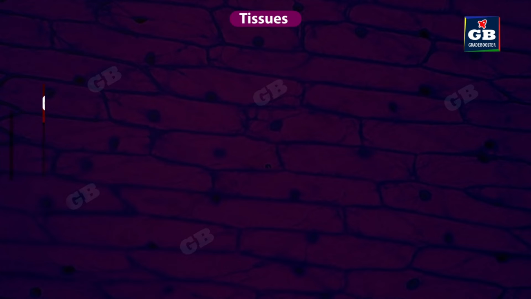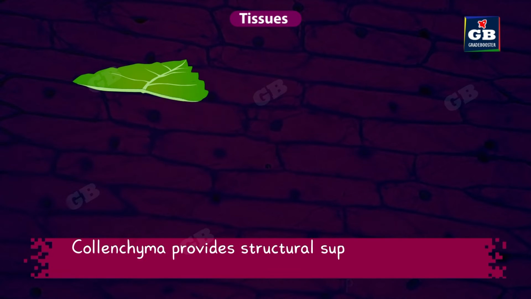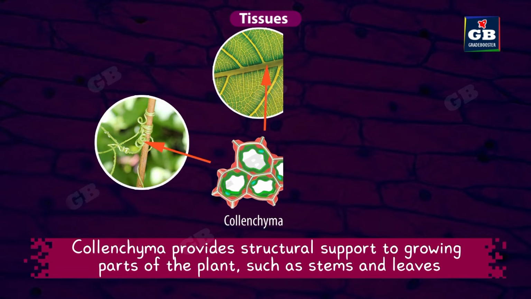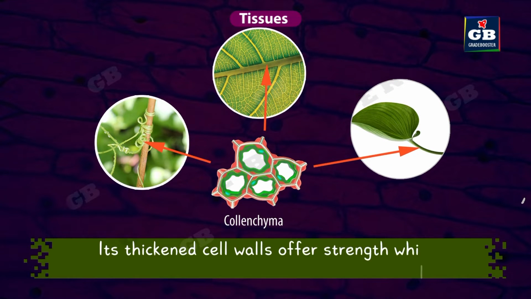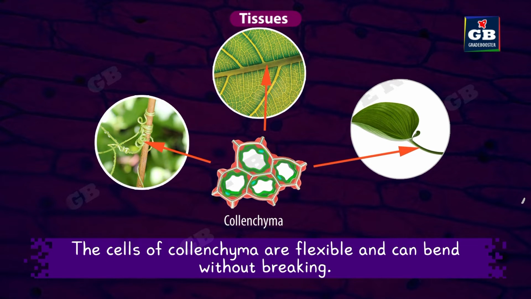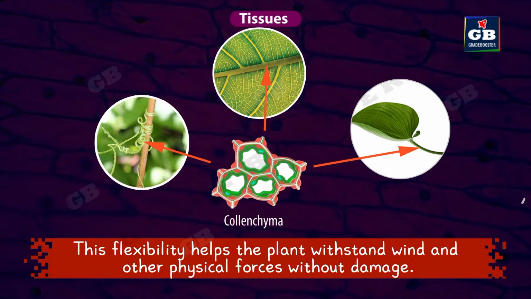Now, let us see the functions of collenchyma. Collenchyma provides structural support to growing parts of the plant, such as stems and leaves. Its thickened cell walls offer strength while allowing flexibility. The cells of collenchyma are flexible and can bend without breaking. This flexibility helps the plant to withstand wind and other physical forces without damage.